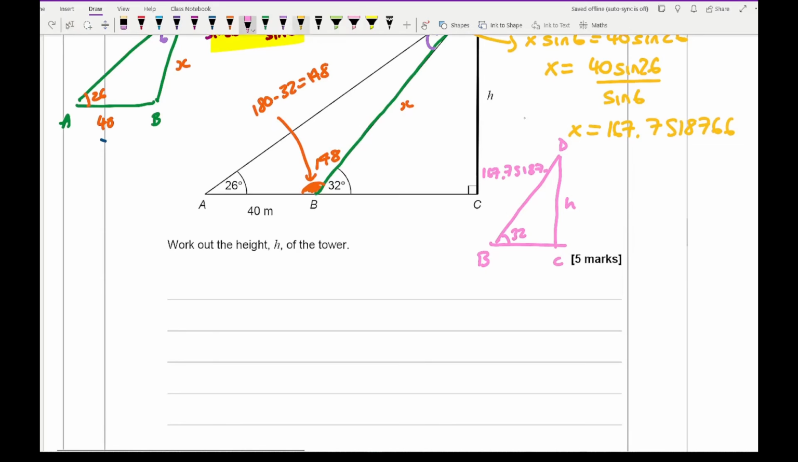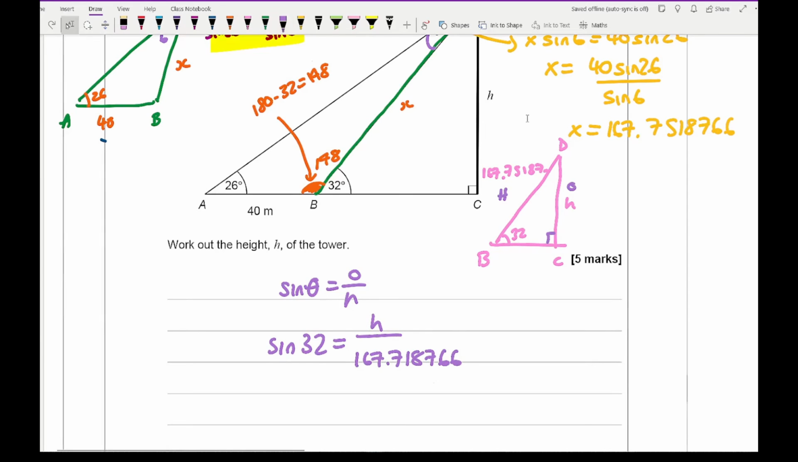Now, labelling it h is a little bit confusing because when I'm using trig, h usually represents the hypotenuse. So I just need to make sure that I'm using the right trig ratio, and it's going to be using SOHCAHTOA. Which part of SOHCAHTOA uses O and h? It's going to be sine. So sine theta equals O over h. Substituting the values in, I've got sine 32 equals h over 167.7518766.